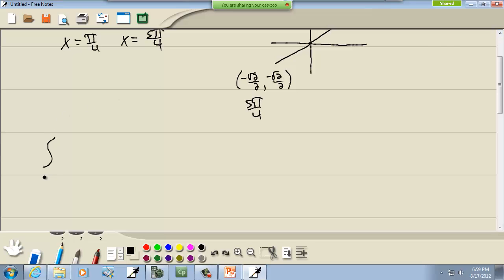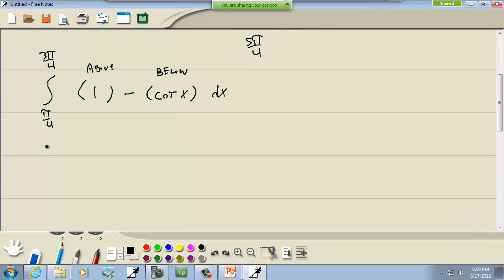Okay, so I'm going to go from pi over 4 to 3 pi over 4. We said that our line was above, so that's the 1, minus our graph that's below, which is our cotangent. So pi over 4 and 3 pi over 4, and we got 1 minus, and I'm going to write this as cosine x over sine x. I want to show the U-substitution on this.